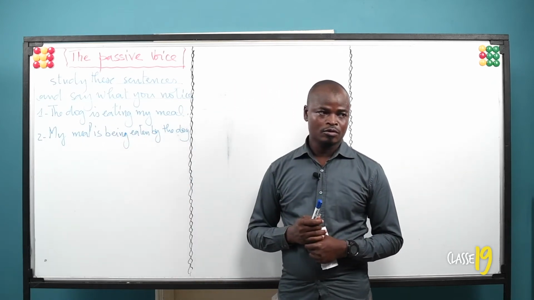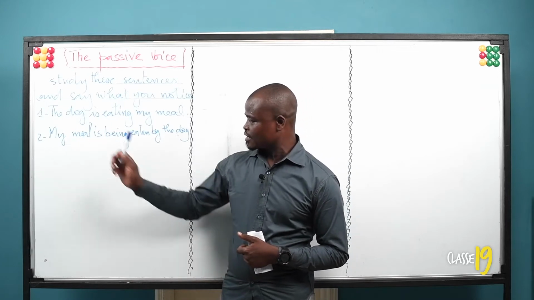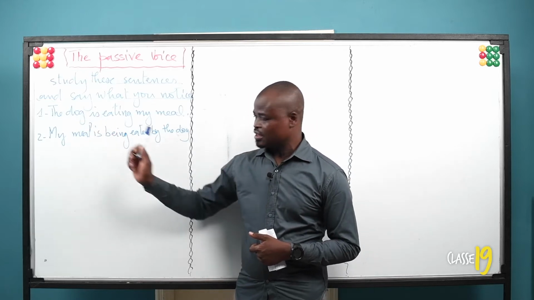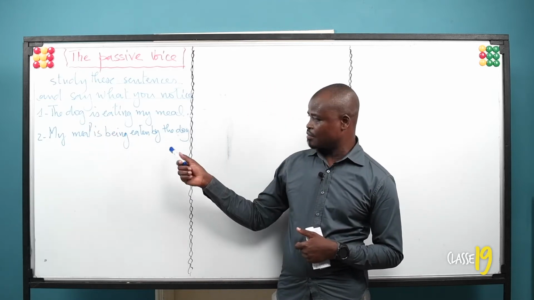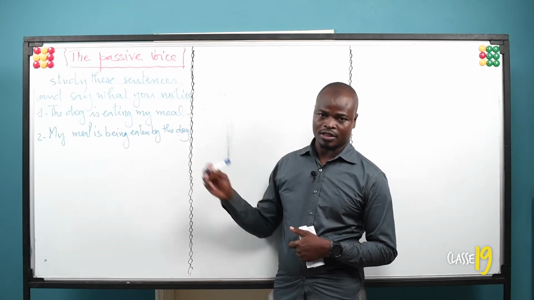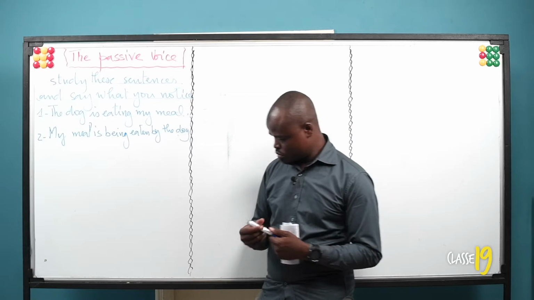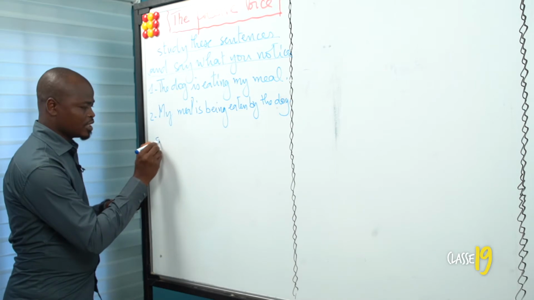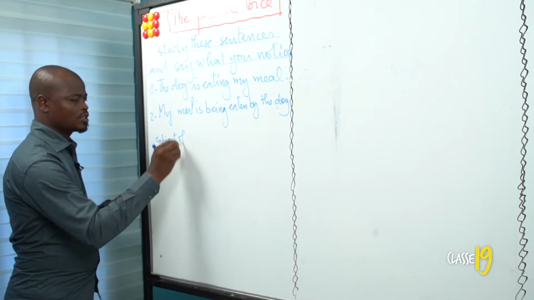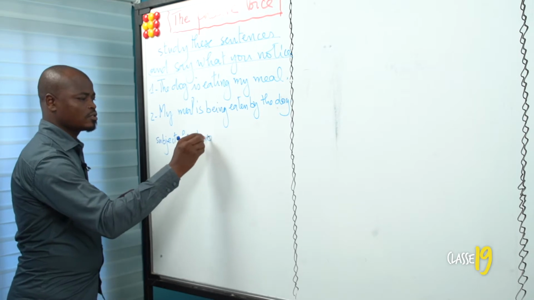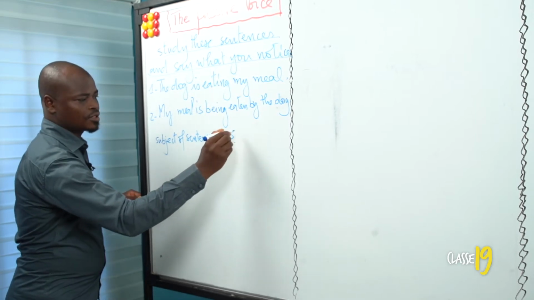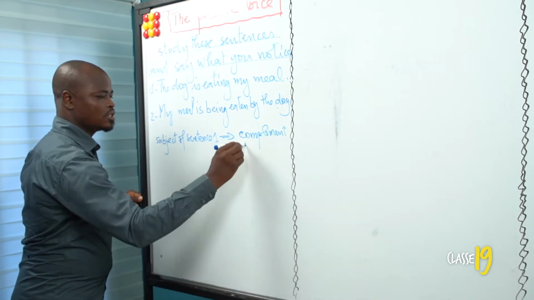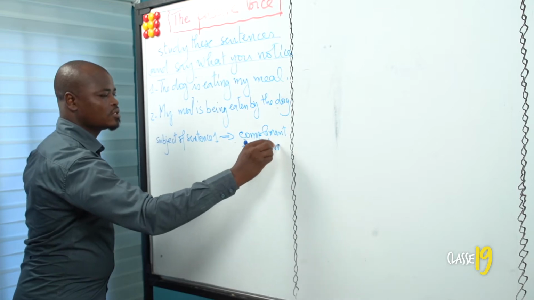First of all, when we look at the second sentence, we can see that the subject in the first one becomes the complement of the second one. So, let's write: subject of sentence 1 becomes complement in sentence 2.